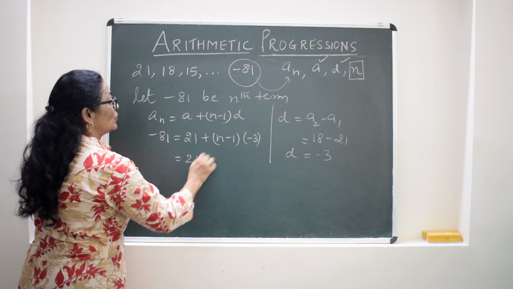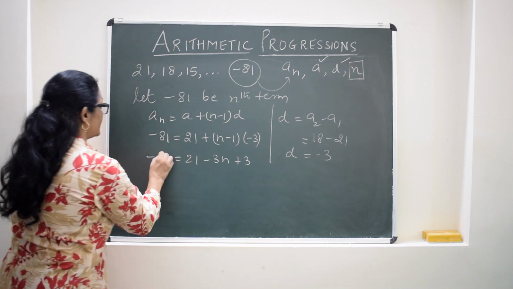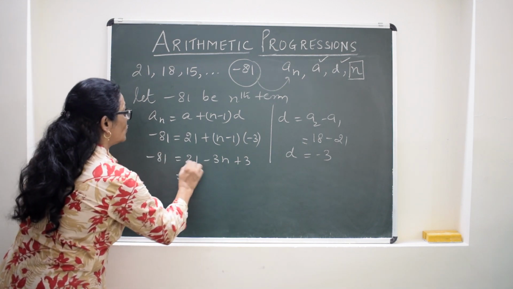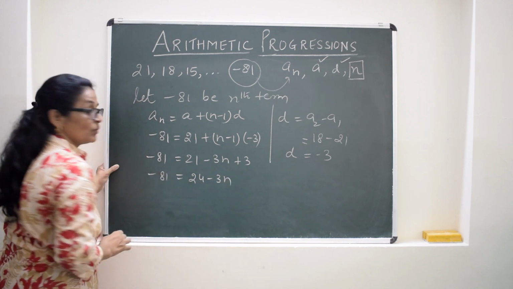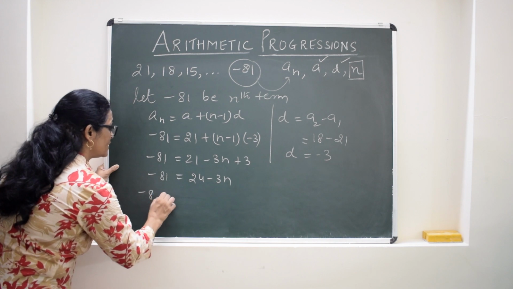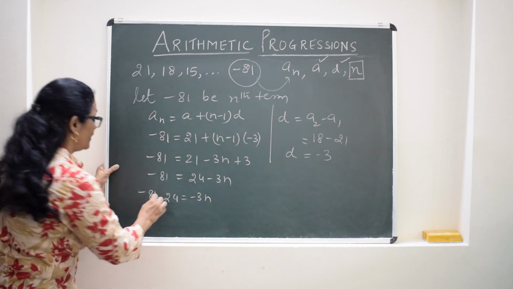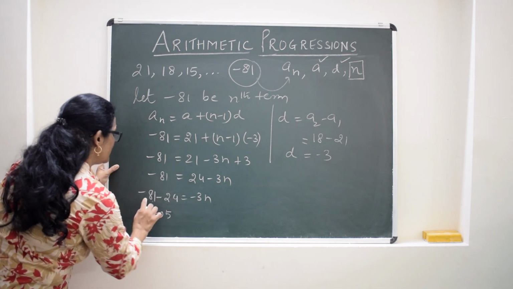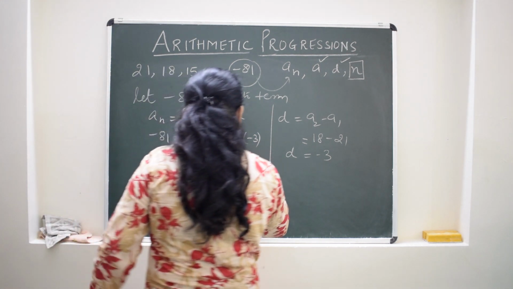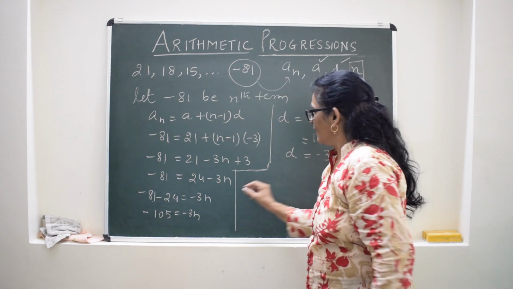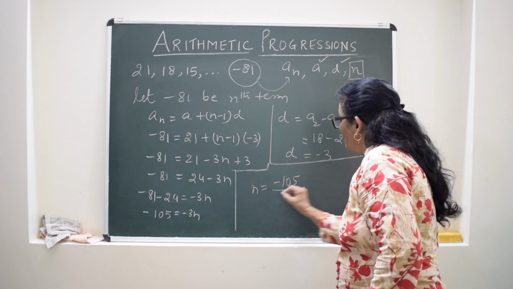Now this will be 21 minus 3n plus 3, that is minus 81. This is equal to 21 plus 3 is 24, minus 3n is equal to minus 81. Further we will solve it. Minus 81 minus 24 is equal to minus 3n. Now this will be minus 105. Both are negative. It will be minus 105 is equal to minus 3n. Now this will give us the value of n. So n is equal to minus 105 upon minus 3.